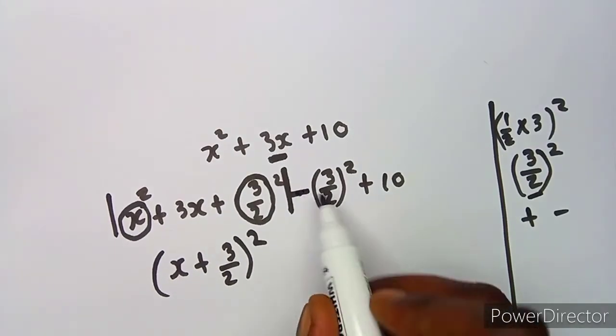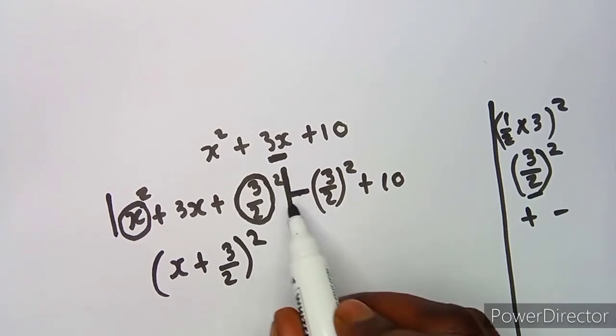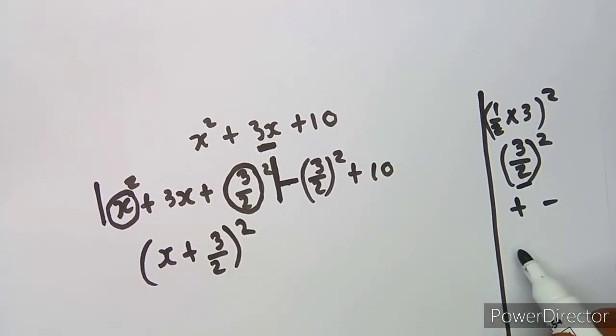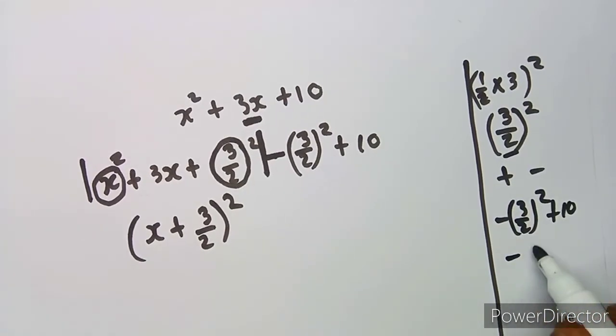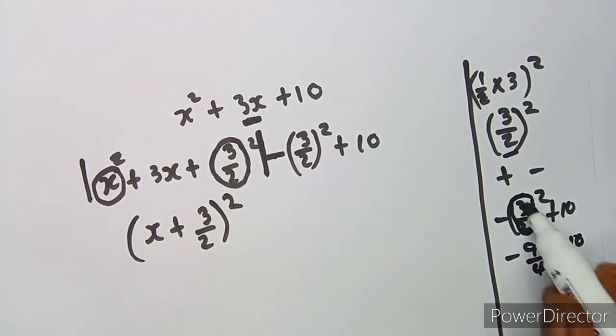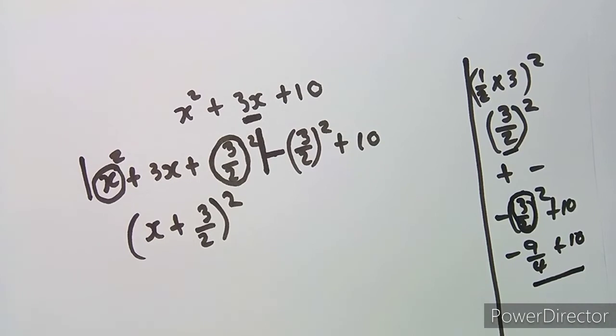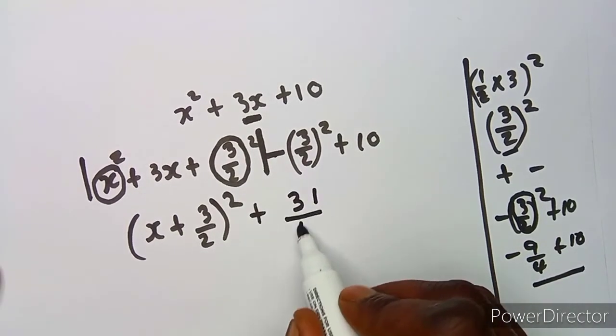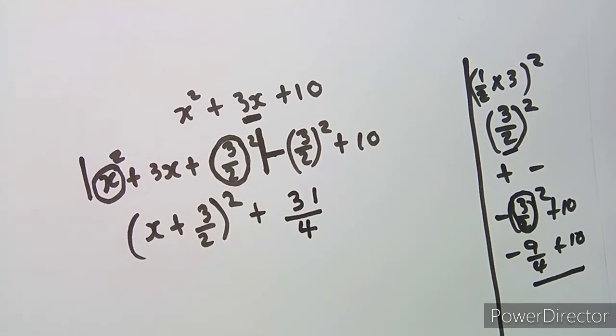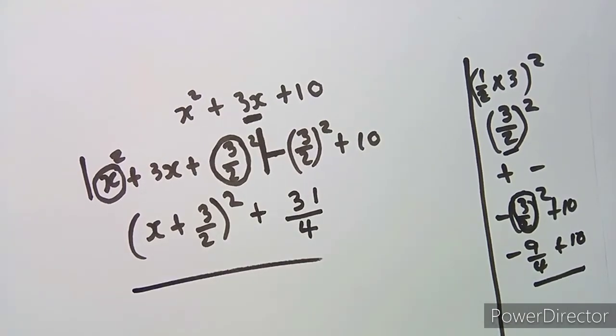Then you simplify the last part. This is a minus. Take note, guys. So it's minus 3 over 2 squared plus 10, like this, which is simply minus 9 over 4 plus 10, because you square the bracket first, then you add. Then this will give you 31 over 4. So this will be plus 31 over 4. So like this, guys, I've completed the square, just like that.